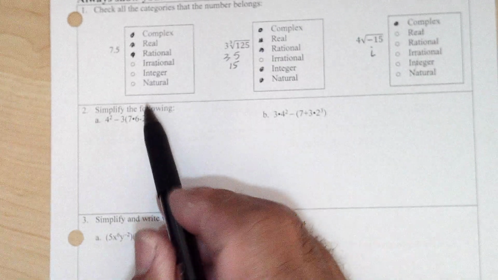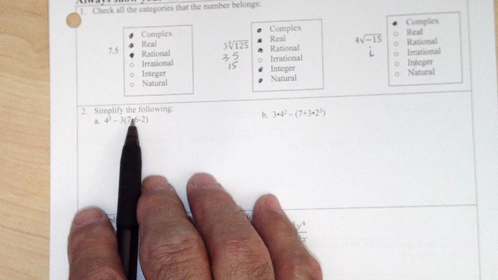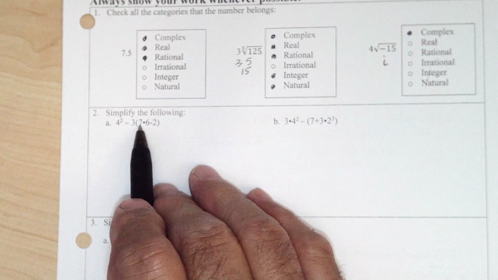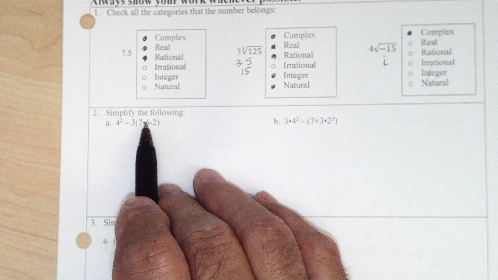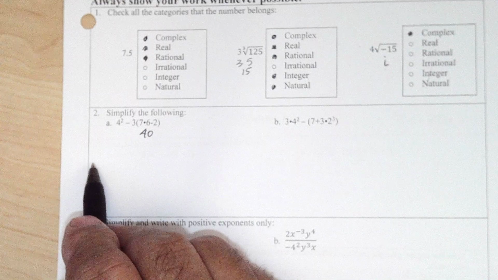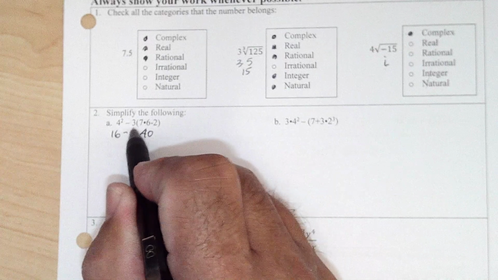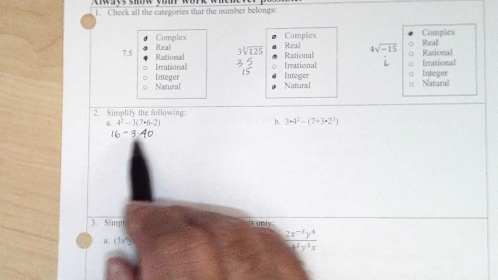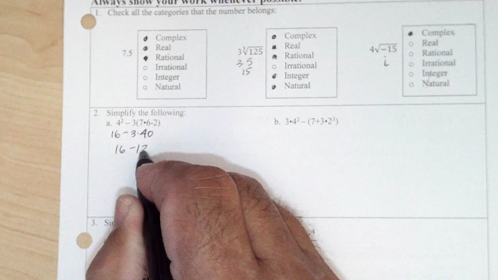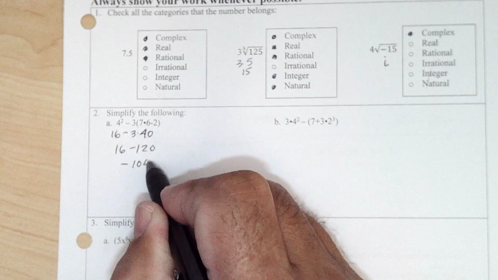Okay, 2. Order of operations, parentheses. We do have parentheses, and it says 7 times 6 minus 2. In the order of operations, we have to do the multiplication first. So 7 times 6 is 42, minus 2 is 40 for the parentheses. And powers, so we've got 16 minus 3 times 40. We have multiplication and subtraction. Multiplication comes first, so we got 16 minus 120, which is negative 104.